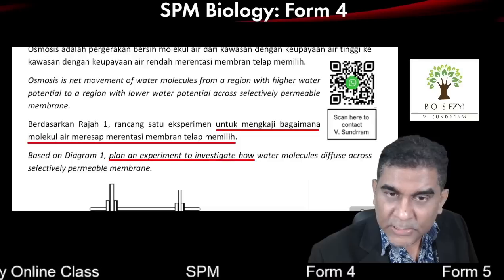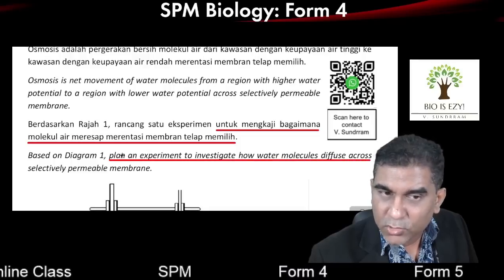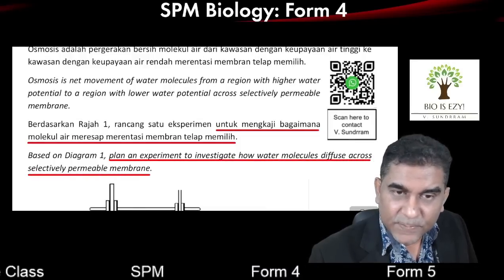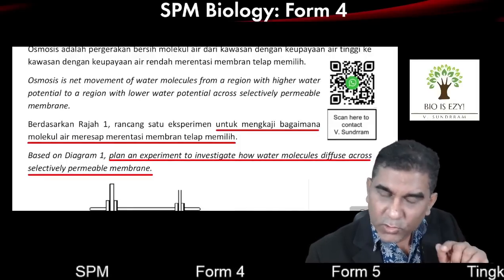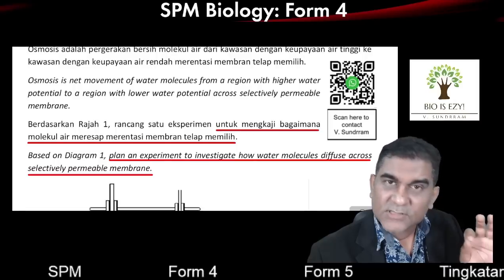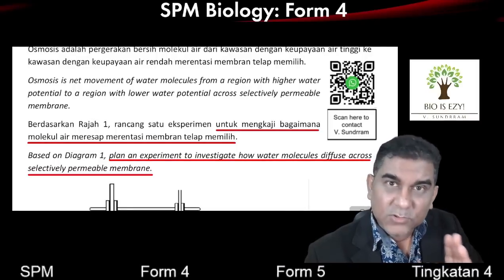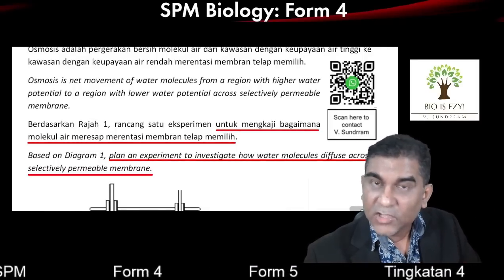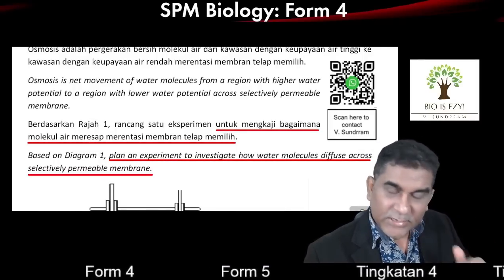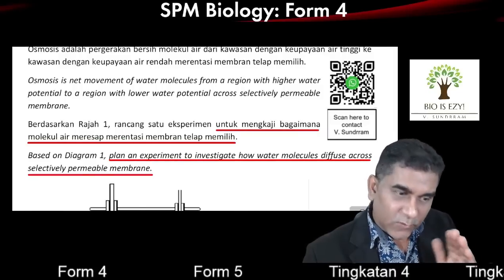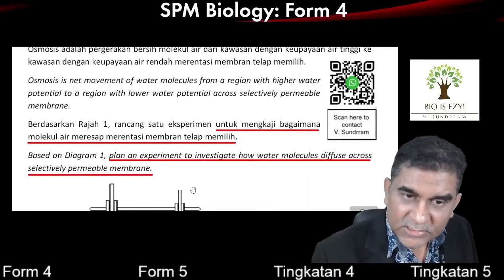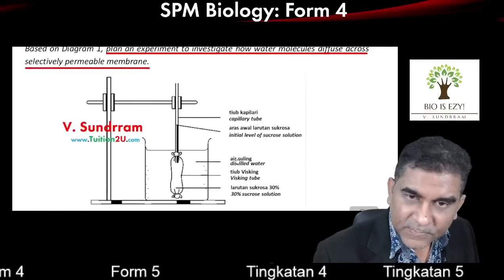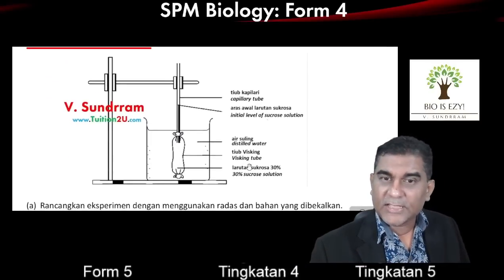Plan an experiment to investigate how water molecules diffuse across a selectively permeable membrane. Chapter 3, Form 4. You already know water is a small size molecule. Water can pass through the phospholipid bilayer of the plasma membrane. So we need to do an experiment to prove that water can pass through a selectively permeable membrane. This is supposed to be the setup. So the diagram is already given.